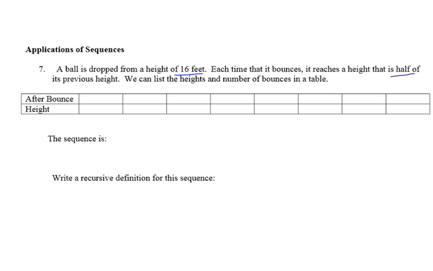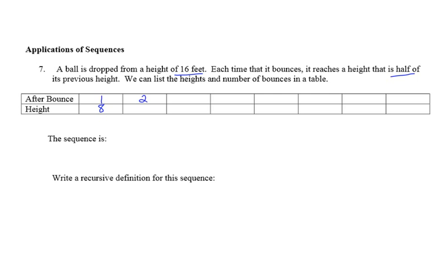So I'm going to throw the ball down, it's going to bounce, and its height is only going to be half of what it used to be. We can list the heights and the number of bounces in a table. So I start off at 16 feet, the ball bounces one time, and it goes to a height that's half of its previous height. So if I was at 16 feet, after it bounces, I'm only going to be at 8 feet because I need to go half of my previous height.